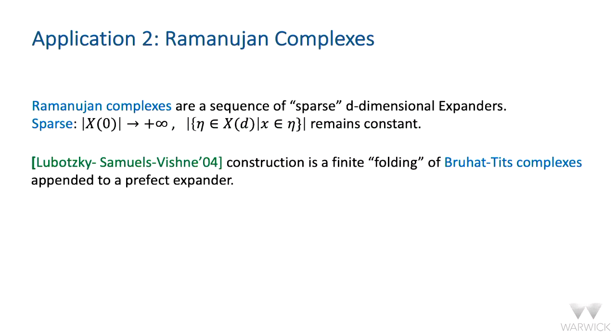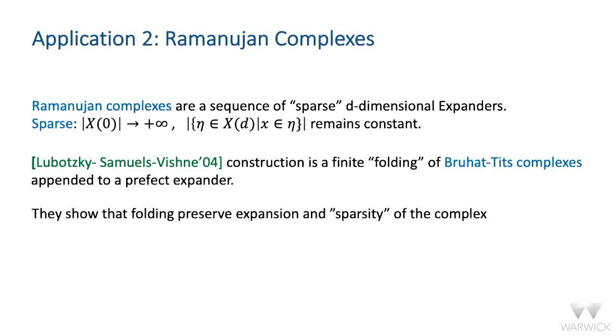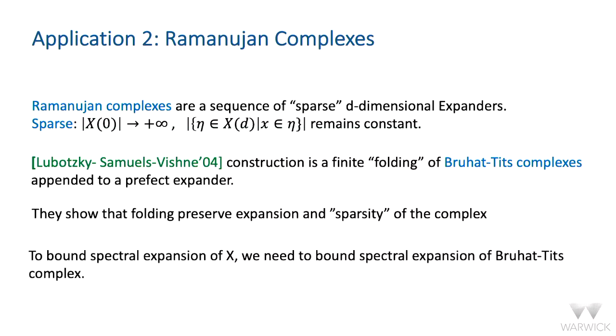but the number of facets that contain a single vertex remains a constant. The first construction of them is by this nice work of Lubotzky, Samuels, and Vishne, where they basically look at the foldings of the Bruhat-Tits complexes, and they add it to a perfect expander graph. And they show that these foldings don't change the expansion or the sparsity. And then they bound the eigenvalues of the Bruhat-Tits complex. So I want to tell you how you can use this new trickle-down theorem to prove a better bound on the expansion of this Bruhat-Tits complex.